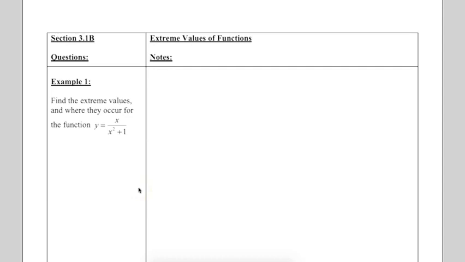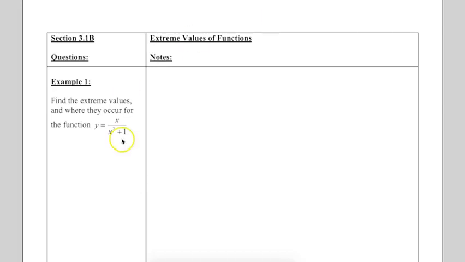And we're going to find the extreme values and where they occur for the function y equals x over x squared plus 1. One thing you might notice is that we aren't given a specific domain, so that means that the extreme value theorem isn't going to apply. So we might not have a maximum or a minimum, and it definitely means that we're not going to be able to call them the absolute maximum or minimum. We're just going to call them either local, or just max or min.